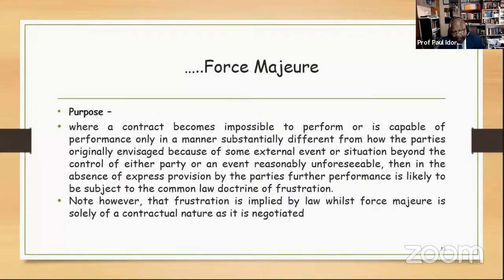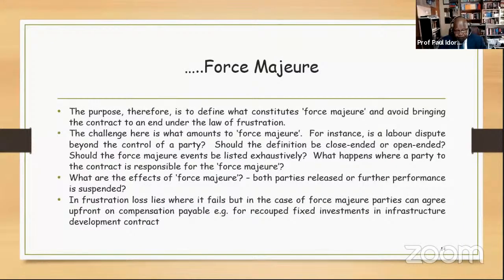contract? Under common law rule, that contract is frustrated. Now, we know the problem with frustration. You remember your law of contract that loss lies where it falls. That's it. But frustration comes into force by operation of law, but force majeure does not come into force by operation of law, you must provide for it. So that is why, for me, like I said, you must provide for it.